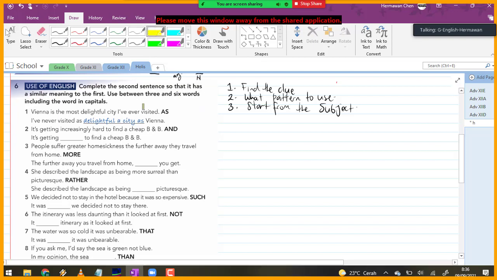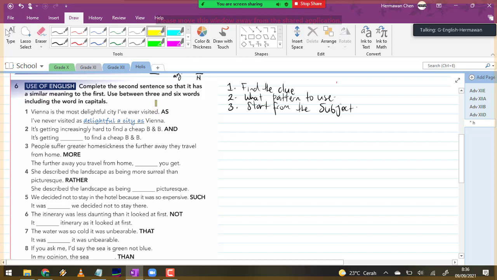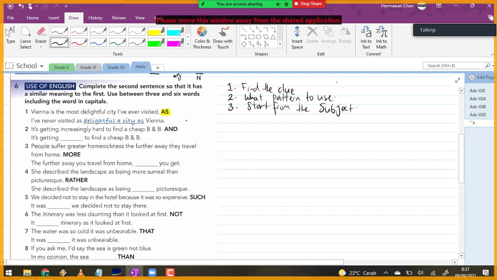Look at number 1. Vienna is the most delightful city I've ever visited. You have to use as. This is the clue of the pattern you have to use. Your job here is to rewrite the sentence using the given word. However, guys, the meaning should be the same as the question.